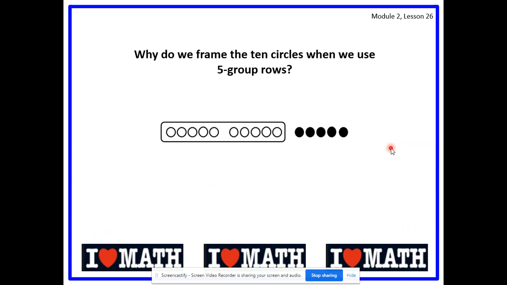Why do we frame, look at this picture, why do we frame the 10 circles when we use 5 group rows? Go ahead and share with your teacher or your parents if you know.